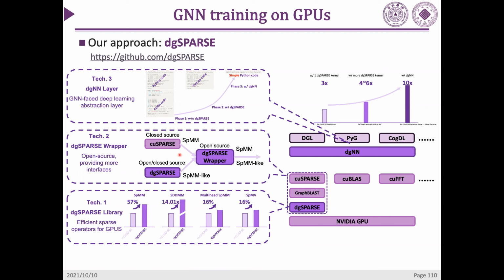And if you want to change your code, then you just include the wrapper, or using the wrapper is enough because we're including the cuSparse and also DG sparse. And we also provide a DGN layer, that is a GNN-based deep learning abstraction layer. Using all these technologies, we can achieve about 10 times system acceleration with a 10-time development efficiency increase.